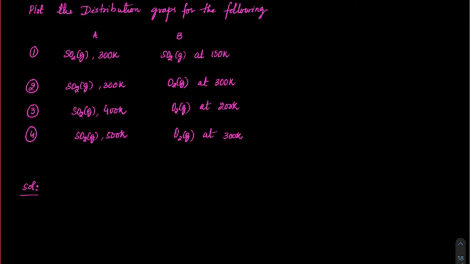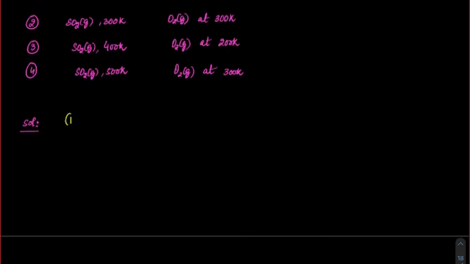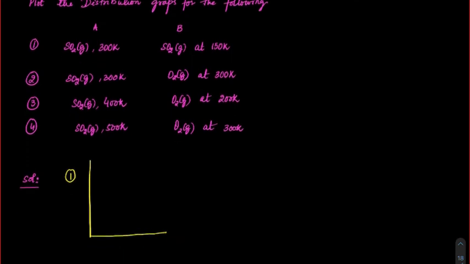I have to plot the graphs for the same gas at two different temperatures. For the first option A, this is fraction of particles versus speed, correct? You can see the first one is at 300 K and one is at 150 K. So you can easily make out that as the temperature increases, the curve becomes more and more flatter. So this would be graph B, and this would be graph A. This would be the information of A.